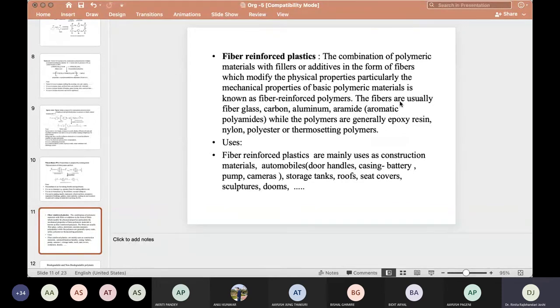the fiber reinforced polymer. The fibers are usually the glass fiber, even the carbon, aluminium, aramide, okay, maybe the aromatic polyamides, while the polymers are generally the epoxy resin, even the nylon, polyester, or the thermosetting polymers. So what is just idea about ki the fiber reinforced polymers bhanera matra yo syllabus ma lama chaina. So what is fiber reinforced polymer? Okay, fiber reinforced polymers are those polymers whose physical property, that's the mechanical properties, is enhanced by adding the fillers additive in the form of fibers here.